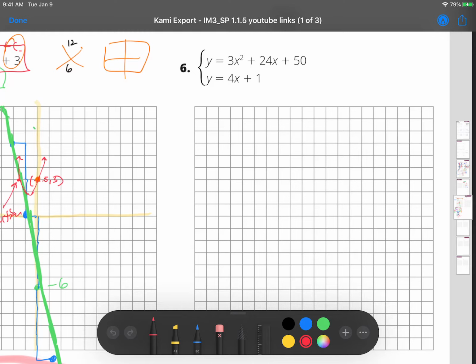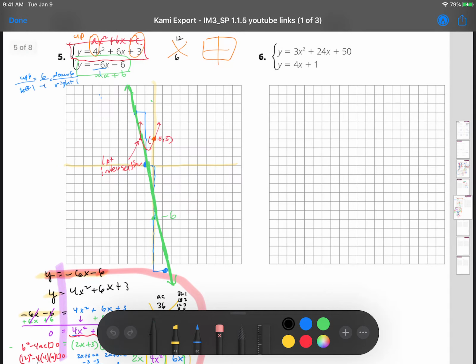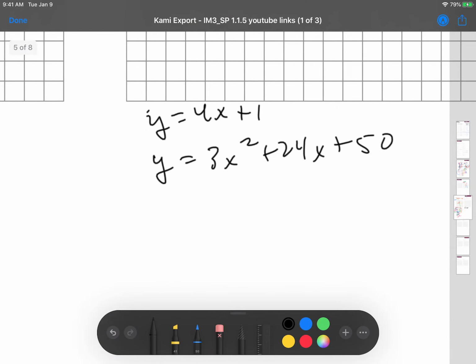Hey guys, let's go over D6, solving quadratic systems. I got y equals 4x plus 1, y equals 3x squared plus 24x plus 50. Alright, what am I going to do first? The first thing I'm going to do is my substitution. How can I do the substitution? They're both equal to y.